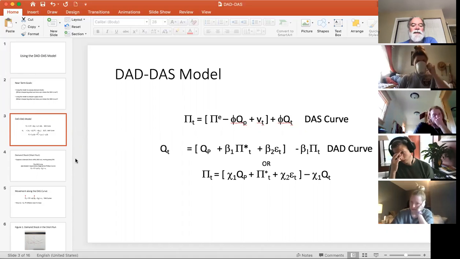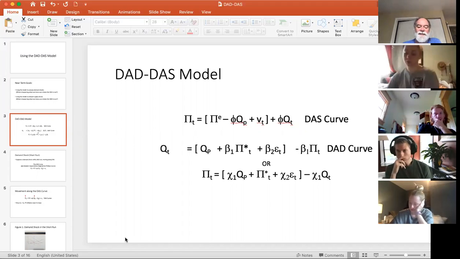All right, now, here's a question I bet you haven't thought about, but maybe you'll prove me wrong. What is dynamic about the DAD-DAS model? Why do we call it dynamic? It's not just because it's cool, though Rob was definitely thinking that.